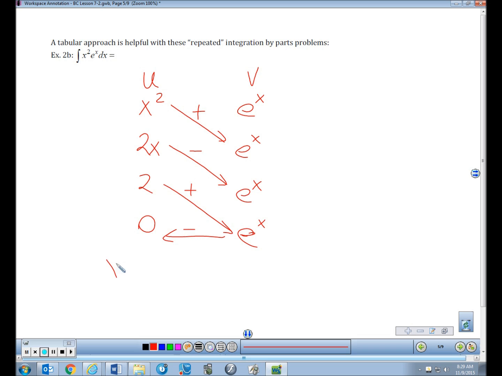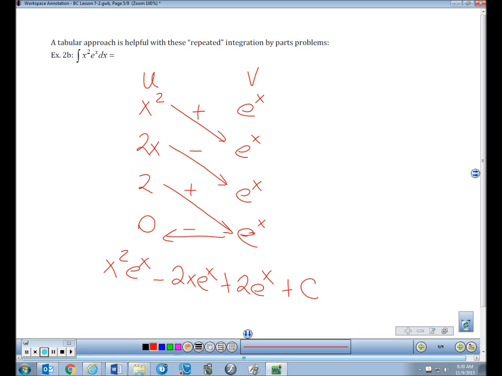And so what we end up with is x squared e to the x minus 2x e to the x plus 2 e to the x. And then you have a minus here, and it wants us to integrate 0. Well, the integral of 0 is just a constant, so we get plus c. And you'll notice that's the exact same answer we got in the last problem with a lot less work shown or needed.